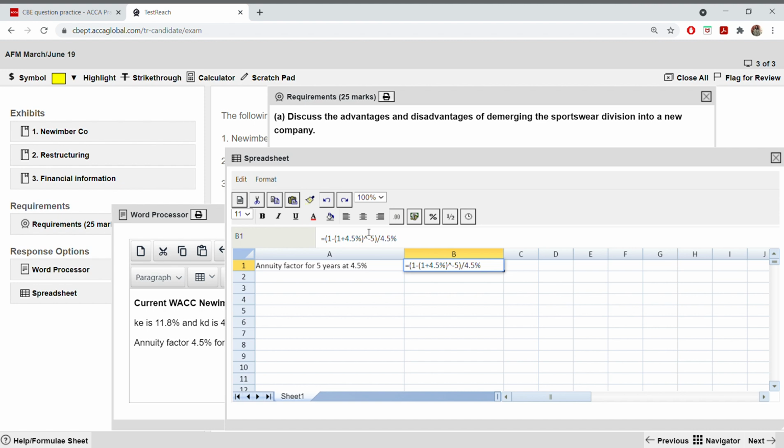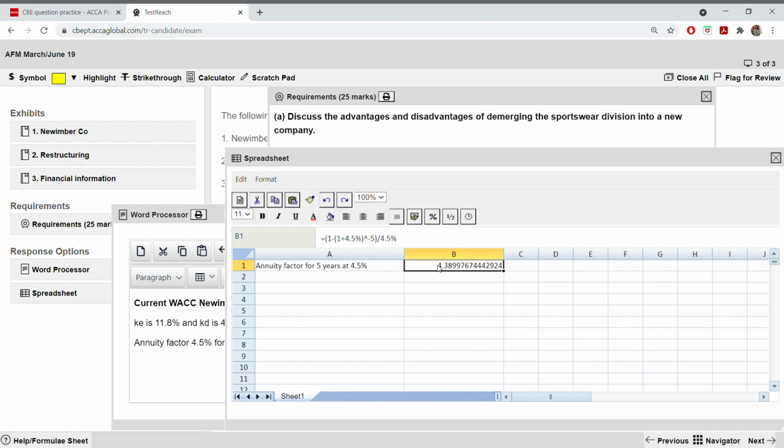Okay, 1 plus 4.5% to the power minus 5. Then you have to close your bracket. You cannot directly just divide by 4.5%. Okay, then divide by 4.5% and enter. Definitely it will be in this range also.